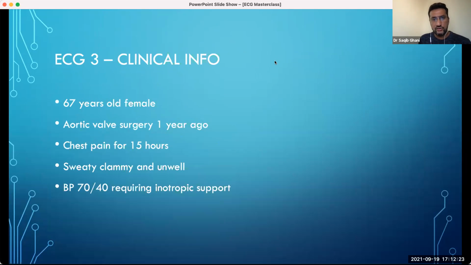Everyone can see full screen, or are you looking at the poll in front of you? Full screen, Saqib. Full screen, okay.